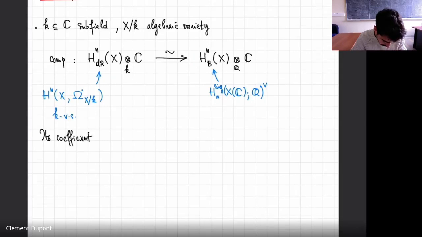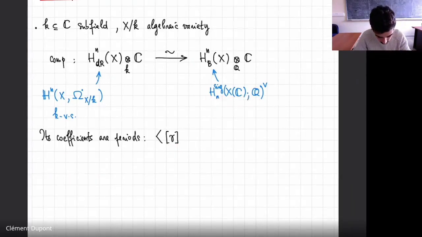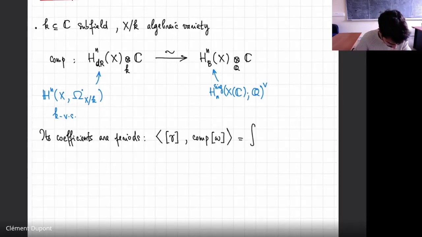And perhaps more concretely, if you take the class of some cycle gamma, so gamma lives in this homology group, and you compute its value on the image by the comparison isomorphism of the class of a form omega, where omega lives in the de Rham cohomology, so omega is some closed algebraic form, then this is something that you want to write as the integral of omega on gamma. Okay, and that's a period of the algebraic variety X.